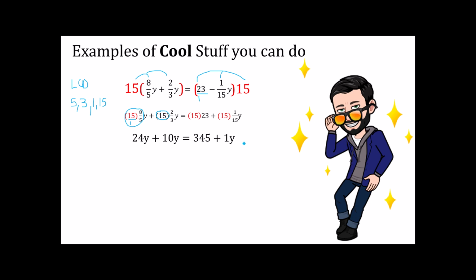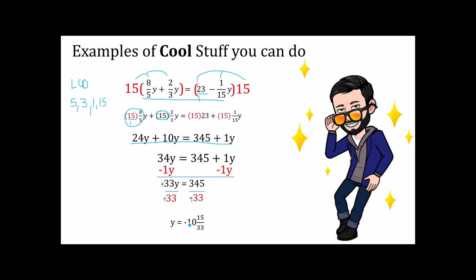Notice how much easier this equation looks than the equation you started with. That's kind of messy. This is very clean and neat. Combine like terms, subtract 1y from both sides, and divide both sides by, this should be positive 33, which should give you 10 and 15/33rds. Not bad, right? Notice, by the way, I did go ahead and simplify that to 10 and 5/11ths.